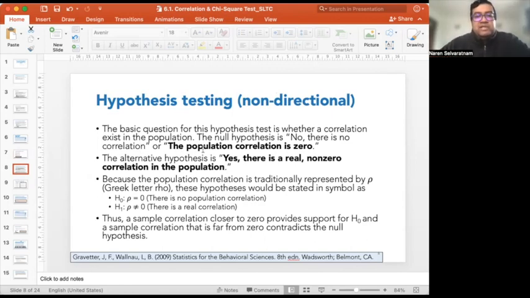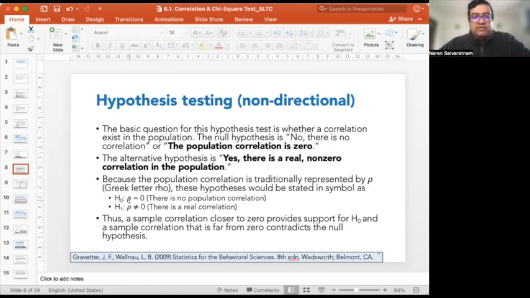So now the null hypothesis of a correlational analysis would say that there is no correlation, or the correlation is closer to zero. If the correlation is closer to 1 or not equal to 0, then that's your alternative hypothesis. So in pure statistical notation, as per the book of Gravetter and Wallnau, you can write your hypothesis like this.